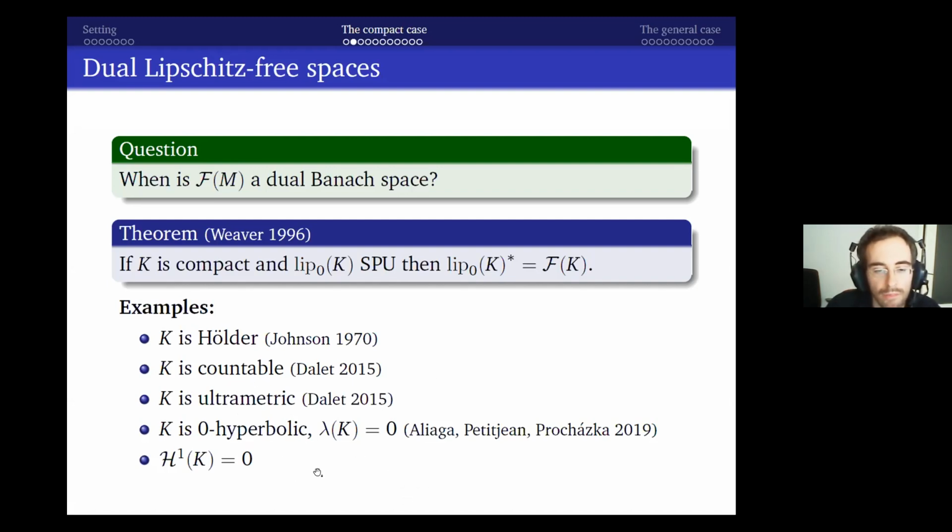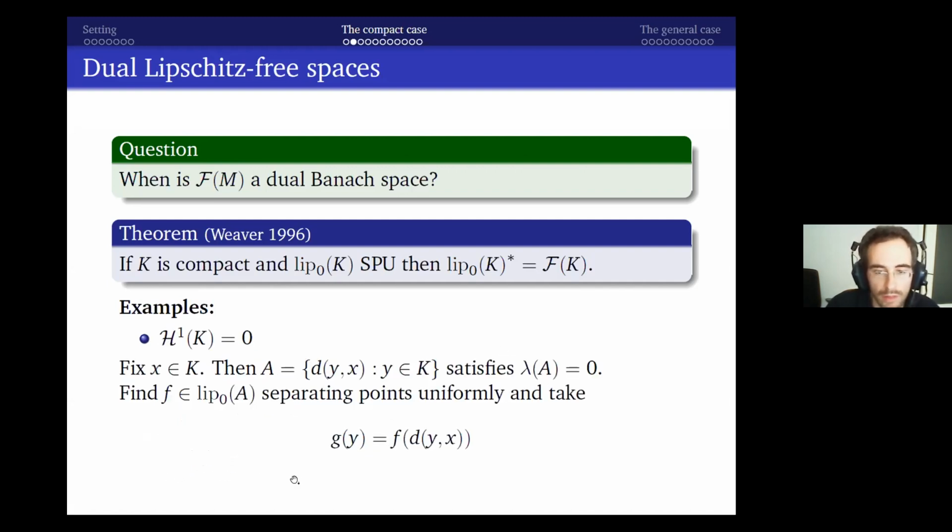And the reason why this is true is very simple. If we fix any point x in K and we consider the set of all possible distances to x, then this set is a subset of the reals with measure 0, because our space K has Hausdorff measure 0. And then we know that for A, this condition is satisfied. So we take one function that satisfies this and we just compose it with the distance. And it's easy to see that then this function will satisfy the separation condition.